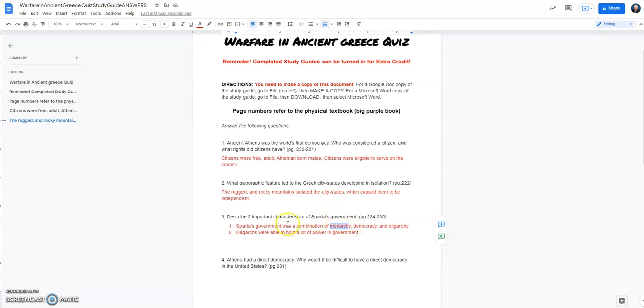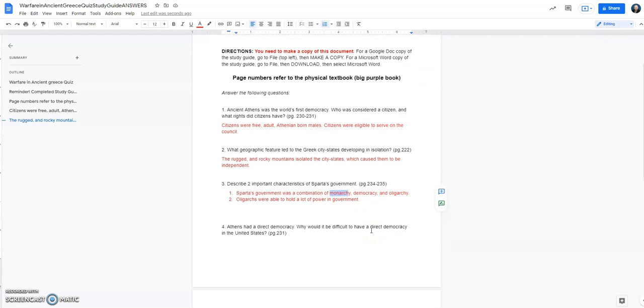The next important characteristic is that oligarchs were able to hold a lot of power in the government. Remember, these 28 old rich guys were in charge. They got to choose who got to be king. They got to choose who got to lead the armies. They had all the power. So that was very important in Sparta. Question number 4. Athens had a direct democracy.